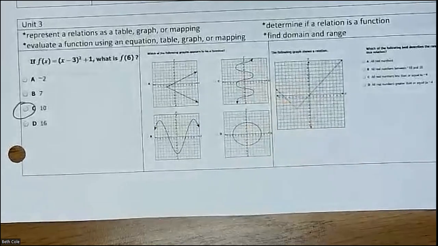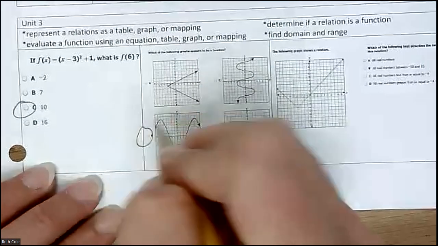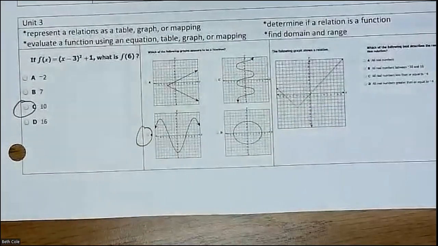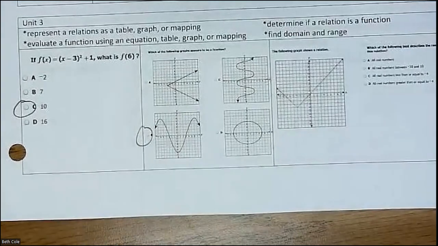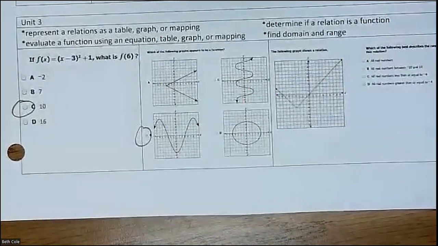Now this one, which one's a function? It has to pass the vertical line test. So which one passes the vertical line test? D. Do you see how all the, or I'm sorry, not D, B, as in Barracuda. All the others, if you drew a vertical line, it would hit more than once. So we don't want that.